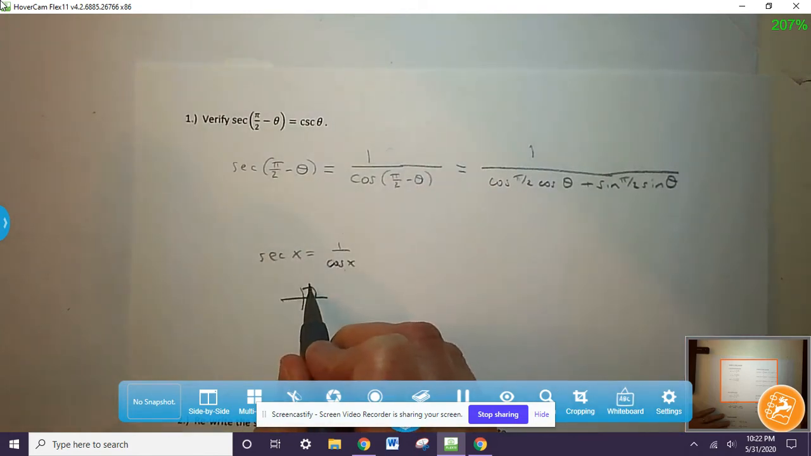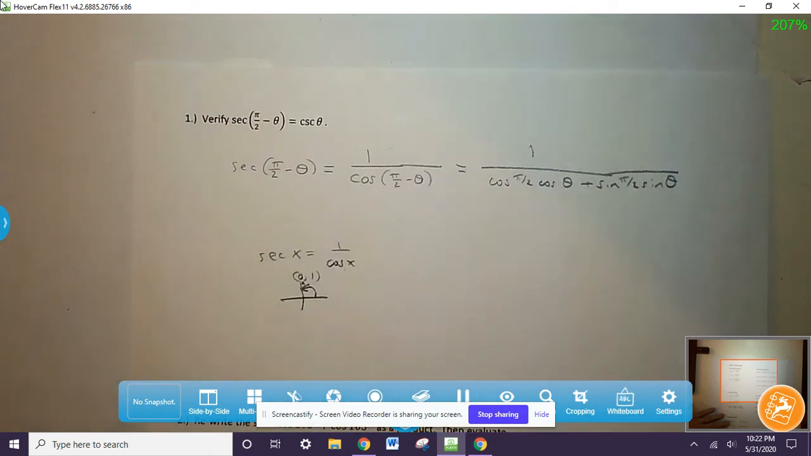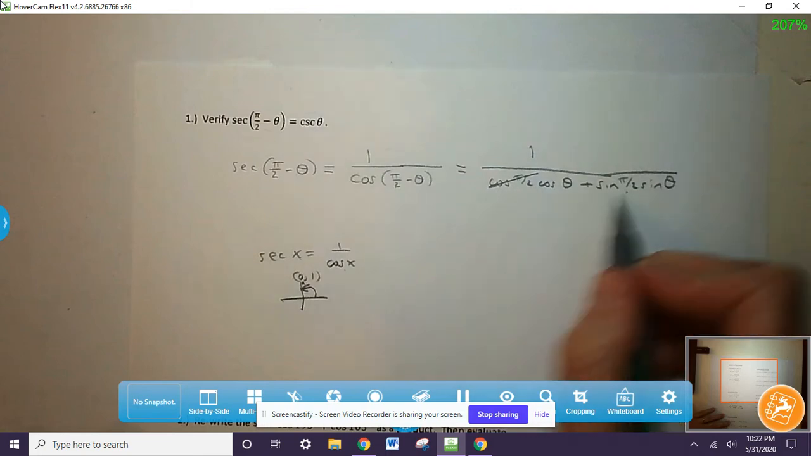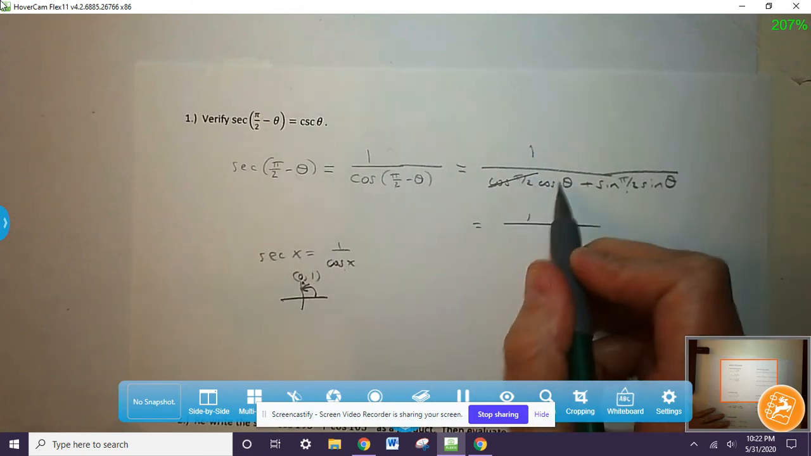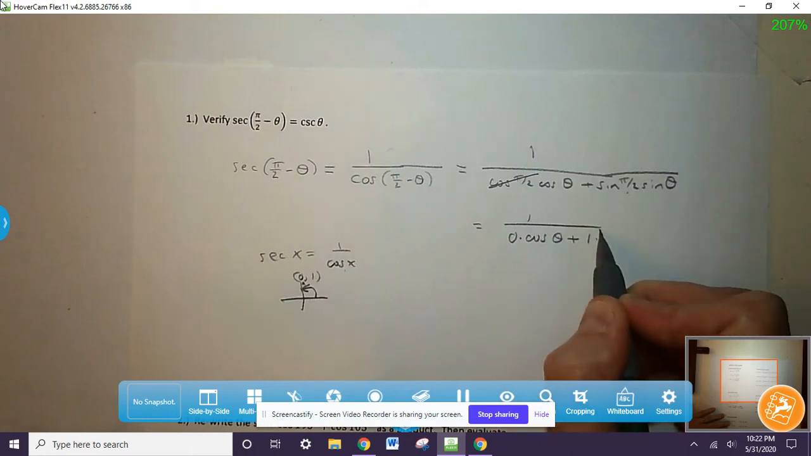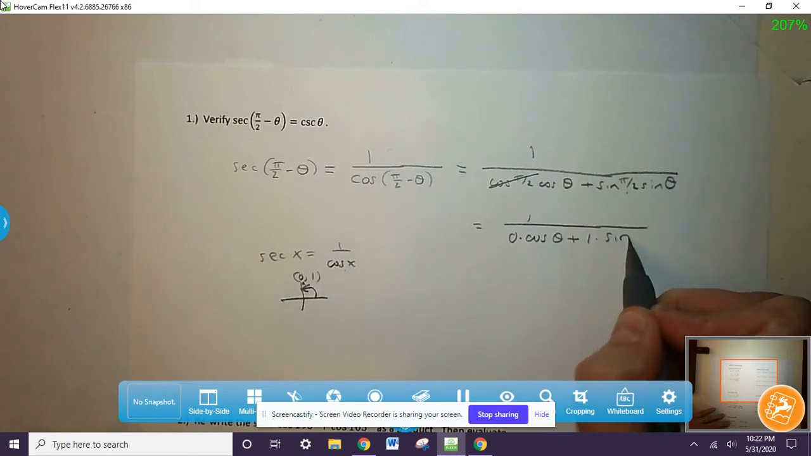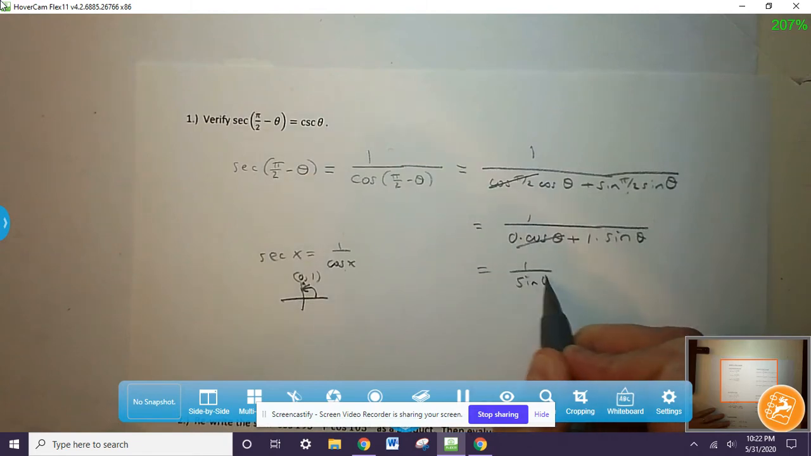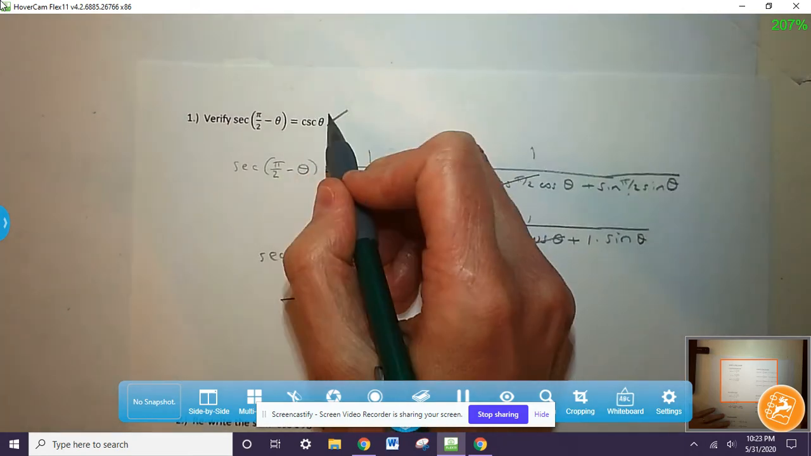And then remember, pi over 2 is an angle. It's not a variable. So if we look at the point on the unit circle at pi over 2, we know that cosine is 0 and sine is 1. So this is going to cancel out because I have 0 times cosine. Sine of pi over 2 is 1. We get 1 over sine, and 1 over sine is cosecant. So we have verified that this identity is true.